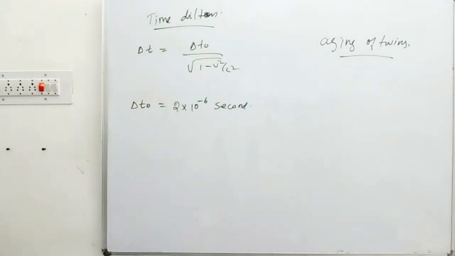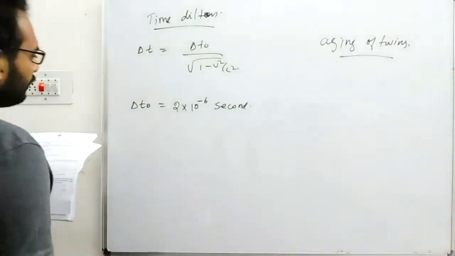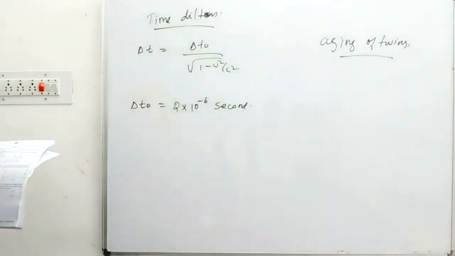But are you familiar with the twin paradox? We'll discuss the resolution of this paradox in one of the future classes, when we get the time, or when we look at the geometry, it's much easier. So we have delta t0 is equal to 2 into 10 raised to minus 6 second. The lifetime of muon in its rest frame is 2 into 10 raised to minus 6 second.